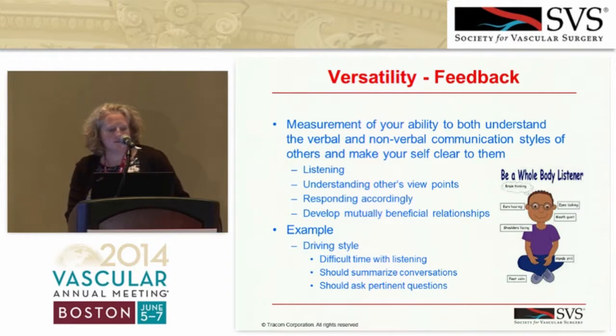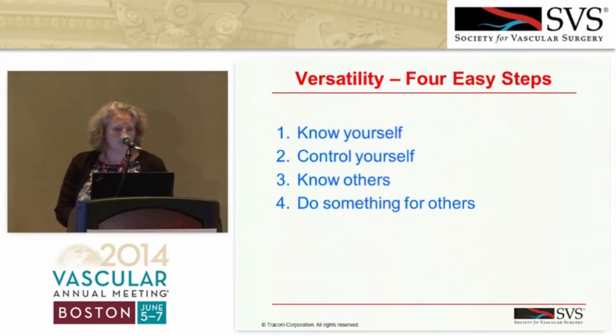Lastly, feedback. This is where our driving styles sometimes have trouble. So again, this is a measurement of your ability to both understand the verbal and nonverbal communication styles of others and to make yourself clear to them. Again, it's listening. It's understanding others' viewpoints. It's responding accordingly to their viewpoints and developing mutually beneficial relationships. And again, we've talked about this a bit already, but the driving style sometimes has issues with this, and they need to sit back and listen. When they're listening, they can summarize conversations before and then ask pertinent questions afterwards.